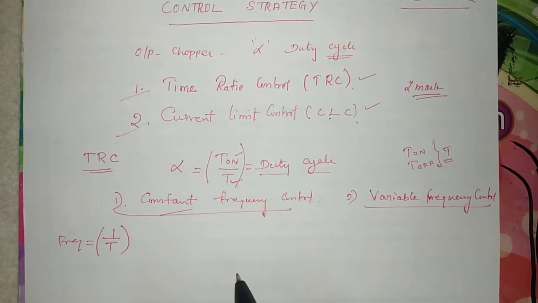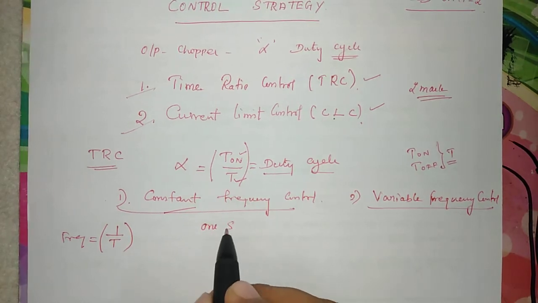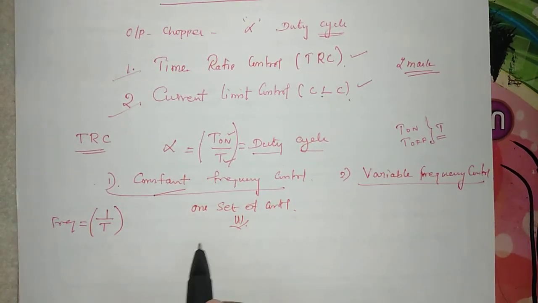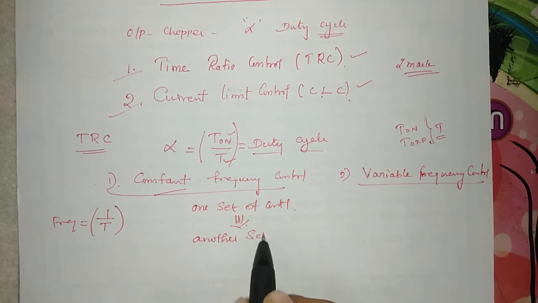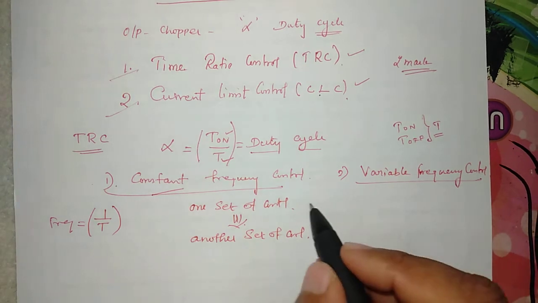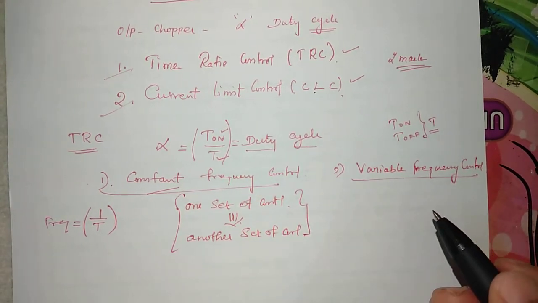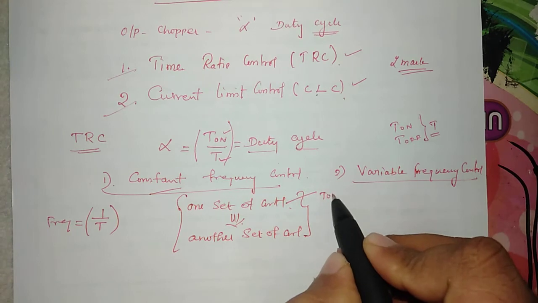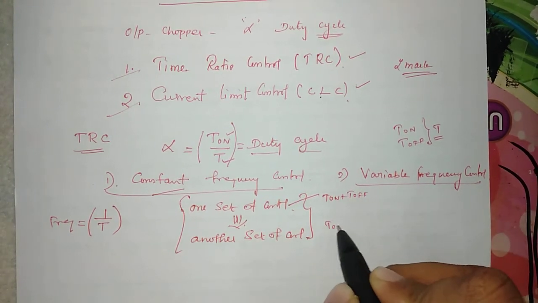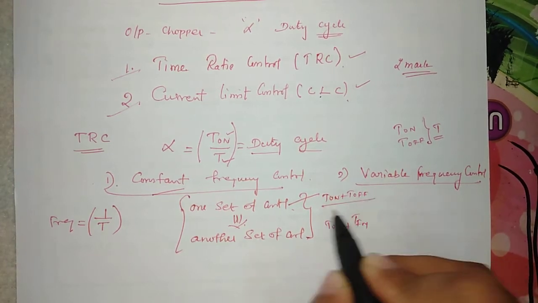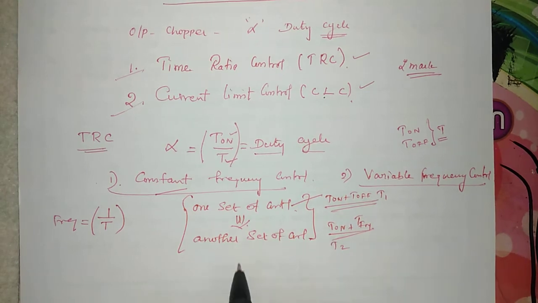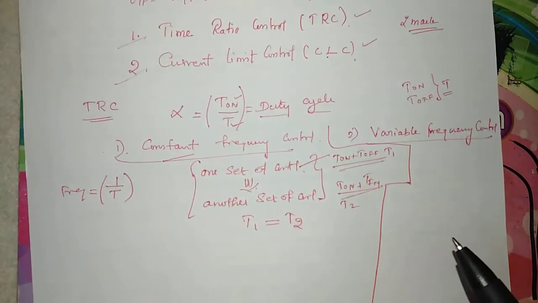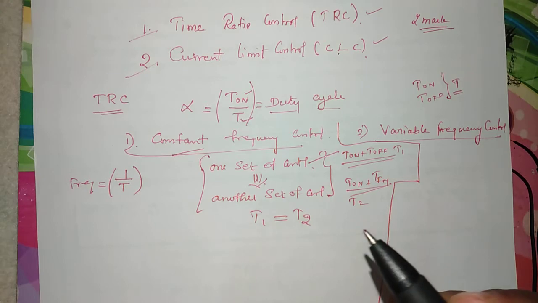What do you mean by constant frequency control? We make one set of control first, and while comparing this set of control with another set of control, the total time, that is on time plus off time, is the same in both. Here T1 is equal to T2, that is our constant frequency control. We'll draw one diagram.